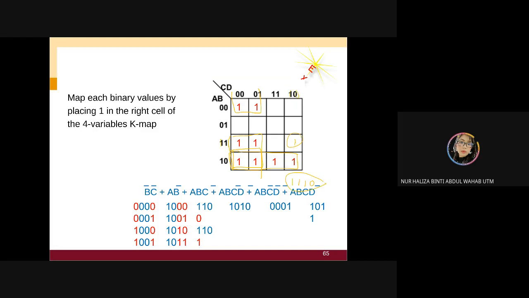1110. It should be here, right? Or maybe my bar here, maybe it's referred to C. I think maybe this bar is the one that I assume it is a D bar.